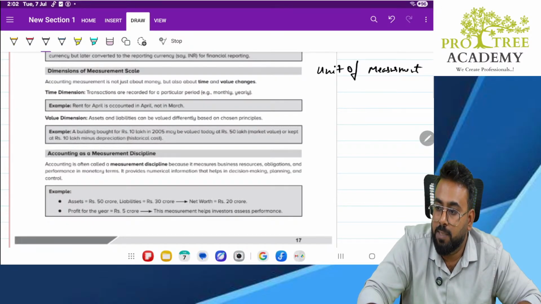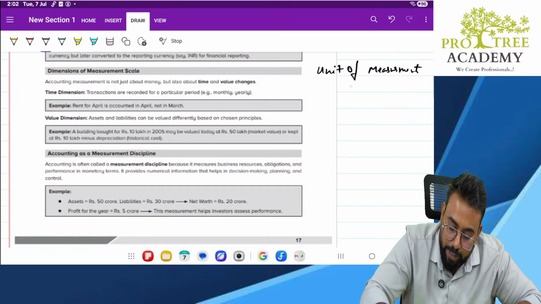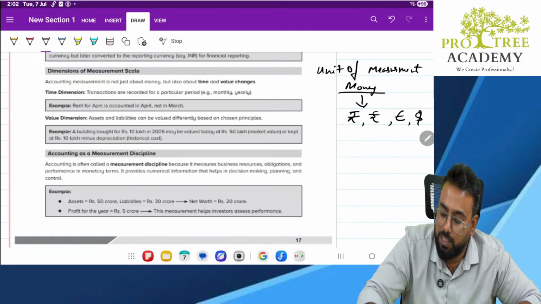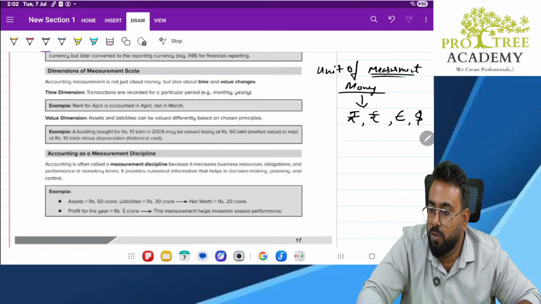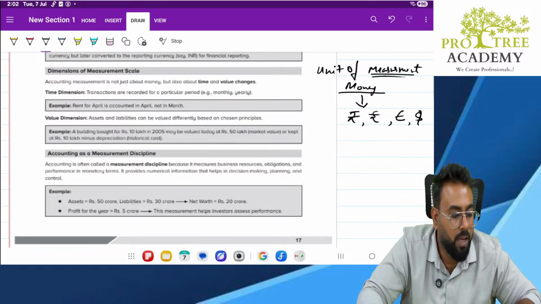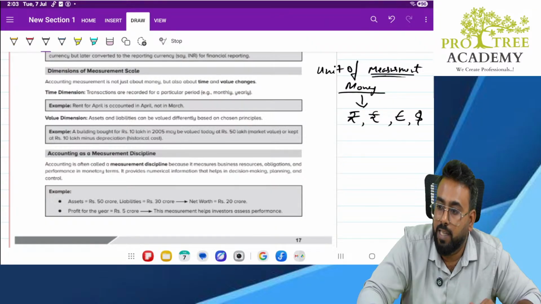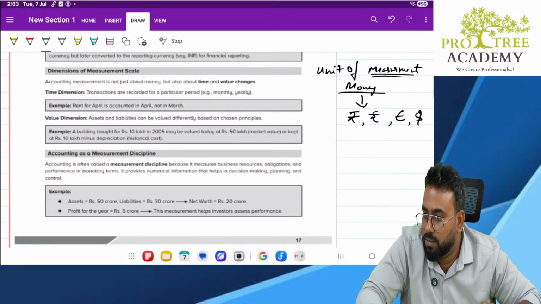When a transaction takes place, what is the unit of measurement? It will always be in terms of money. Money can be expressed in terms of rupee, pound, euro, dollar, correct? But the measurement will work only when it can be expressed in terms of money. That is one of the limitations also, correct? Wherever we can't measure using money, we cannot understand the value of that, correct?